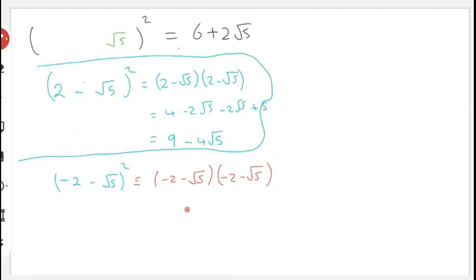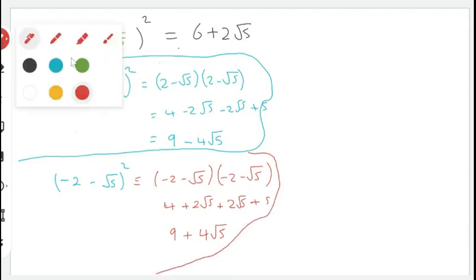Okay. So the minus 2 times minus 2 is 4. Minus 2 times minus root 5 is plus 2 root 5. Minus root 5 times minus 2 is again plus 2 root 5. Minus root 5 times minus root 5 is plus 5. So this one gives us 9 plus 4 square root 5. Not bad. But our numbers are a little bit big now. So we want 6 plus 2 root 5, but here we've got 9 plus 4 root 5. So how could we further adjust our guess?